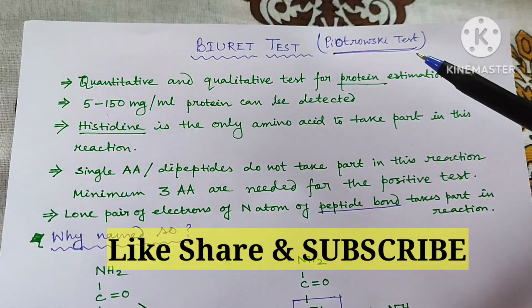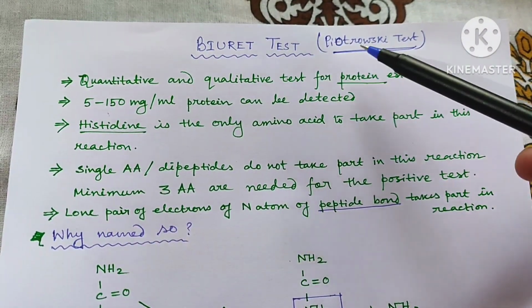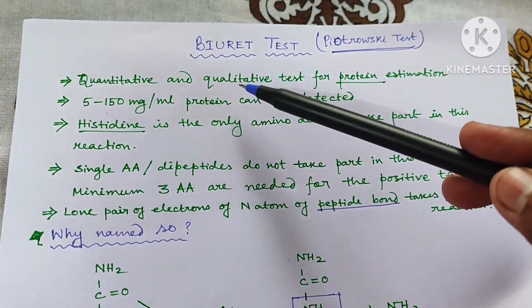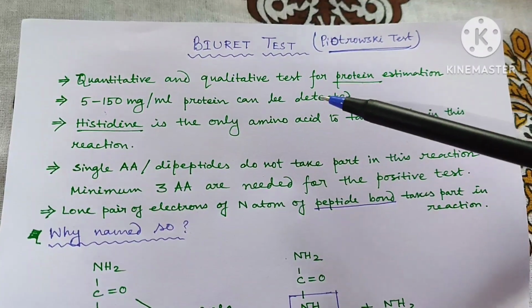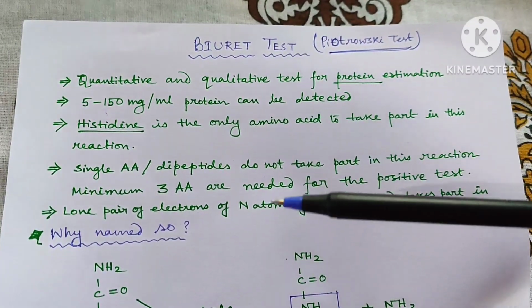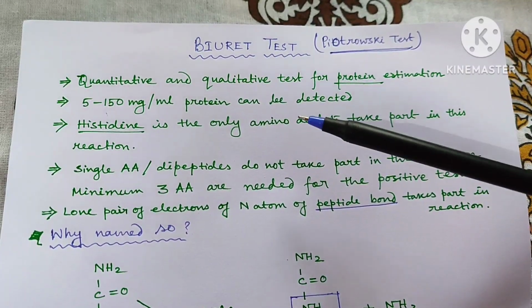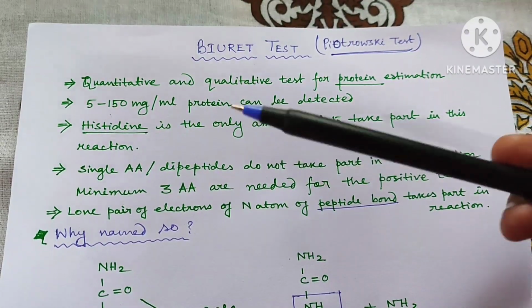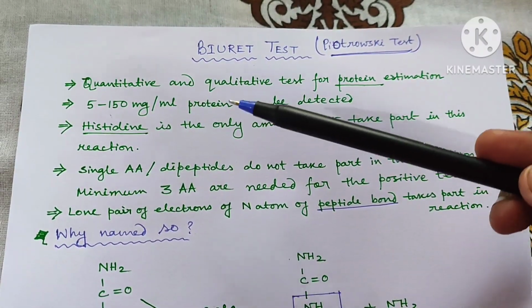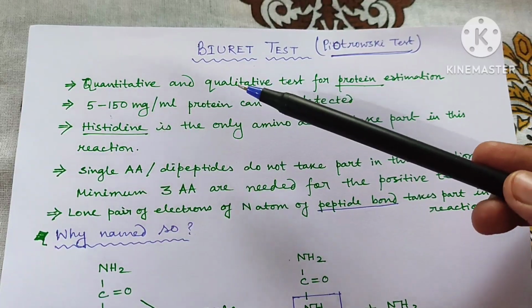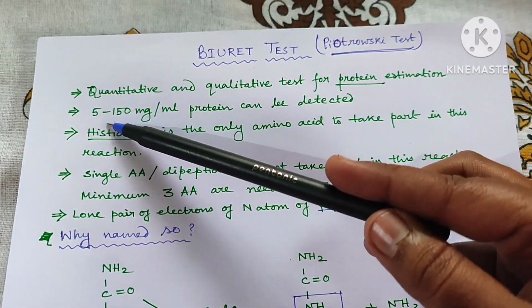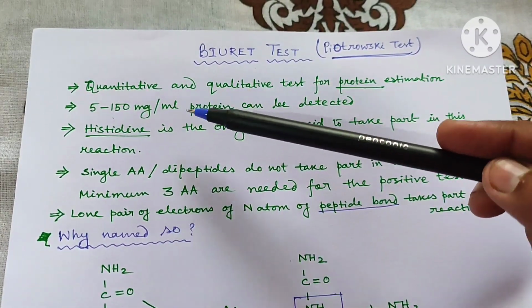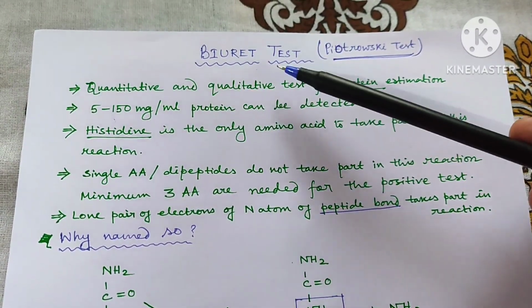So today I am going to teach you about Biuret Test or Piotrowski's test. What is this test? It is a quantitative and qualitative test for protein estimation. That means if someone gives you an unknown solution and asks if there is protein or not, you can do this test. And then if they ask how much amount of protein is there, you can also estimate that, okay, by using a colorimeter. And if there is protein in the range of 5 to 150 milligram per ml, then this test could answer the amount of protein present in your solution.